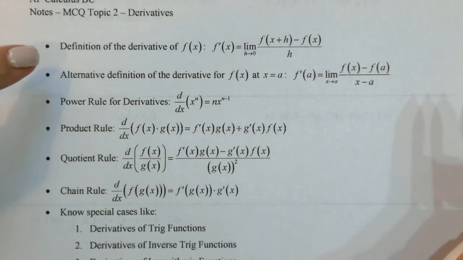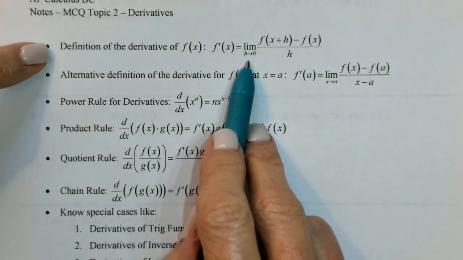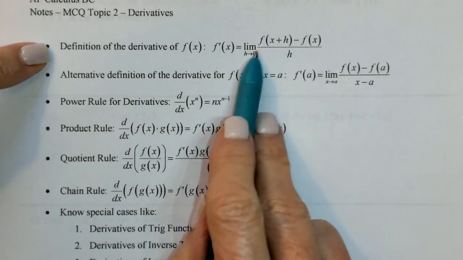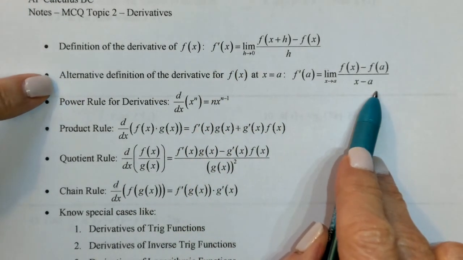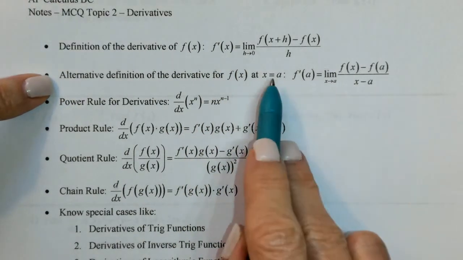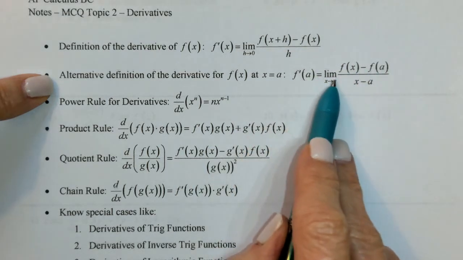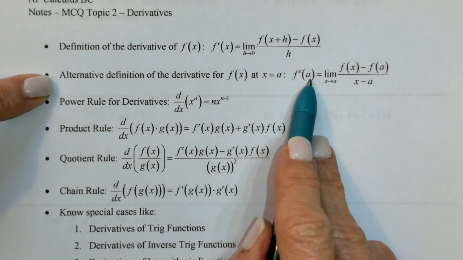First of all, you need to know the definition of the derivative. So be able to recognize that and know that it represents the derivative. We also had the alternative definition of derivative, which was for finding a derivative at a single value of x. So you need to recognize that as being the derivative of a function at some value of x.